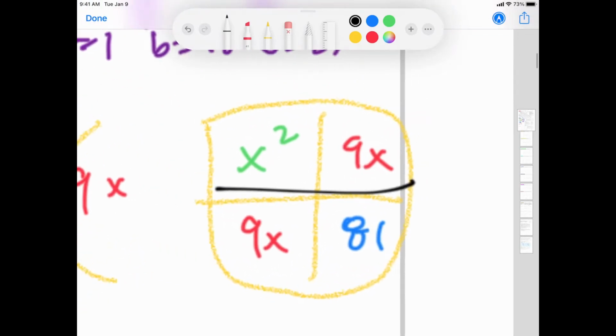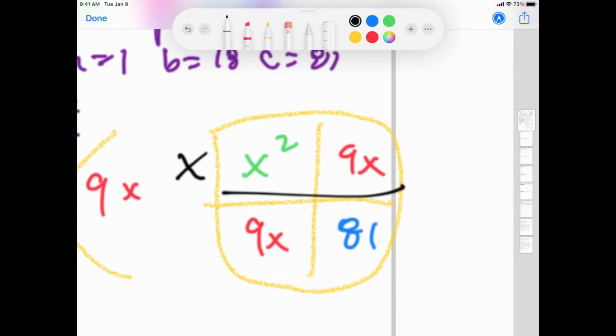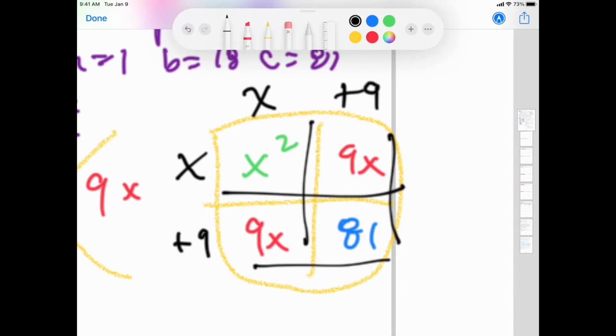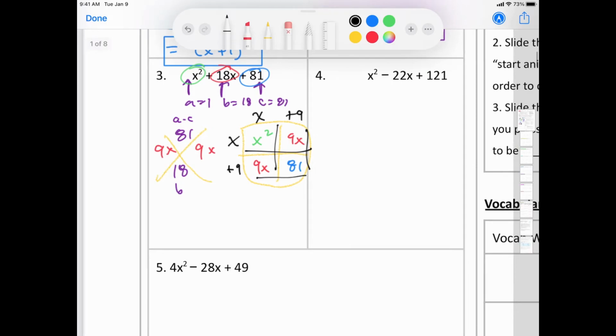Greatest common factor of that one is going to be x. Going this direction, GCF is a positive 9. This column is going to be an x, and this is going to be a positive 9. I wonder if you guys see a pattern here. x plus 9. How many do you have of those? 2. Fancy word for that, you could say, is also multiplicity.